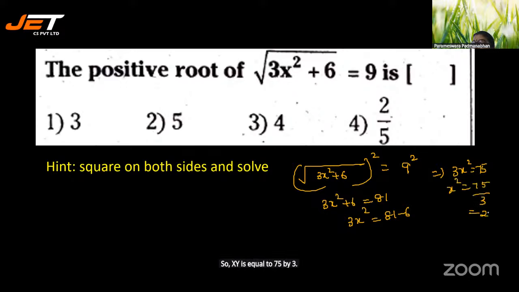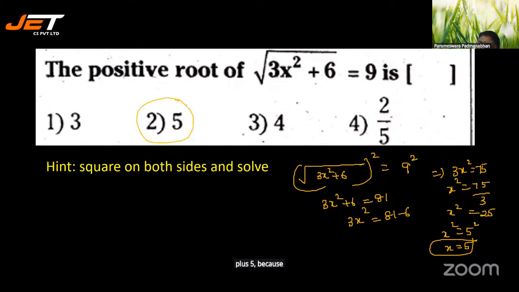3 2s are 6, 3 5s are 15. So x square is equal to 5 square, x is equal to 5. Right? So hopefully the positive root has to be plus 5 because they say it's a positive root. So it can either be plus 5, it can either be minus 5. All right. Now with this, we are moving on to the next question.